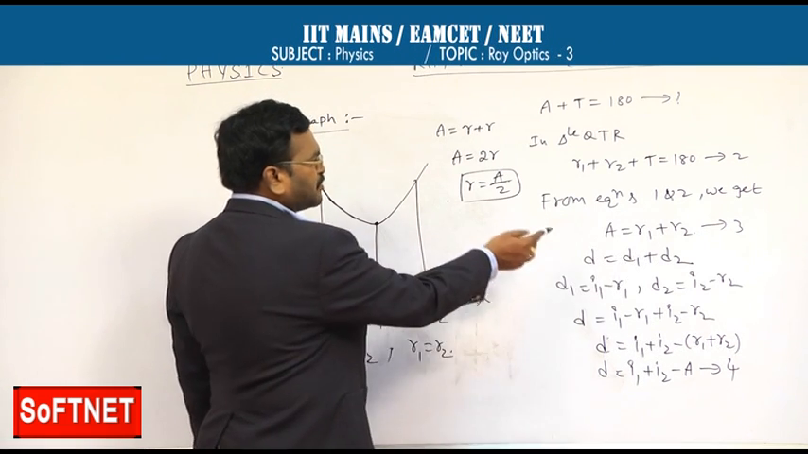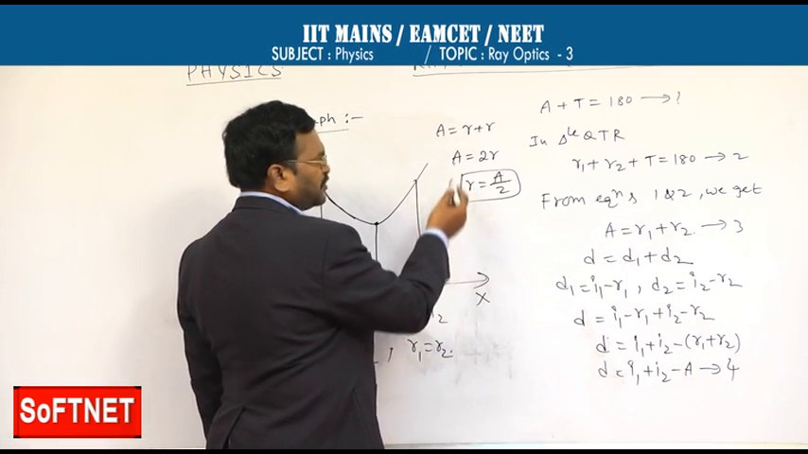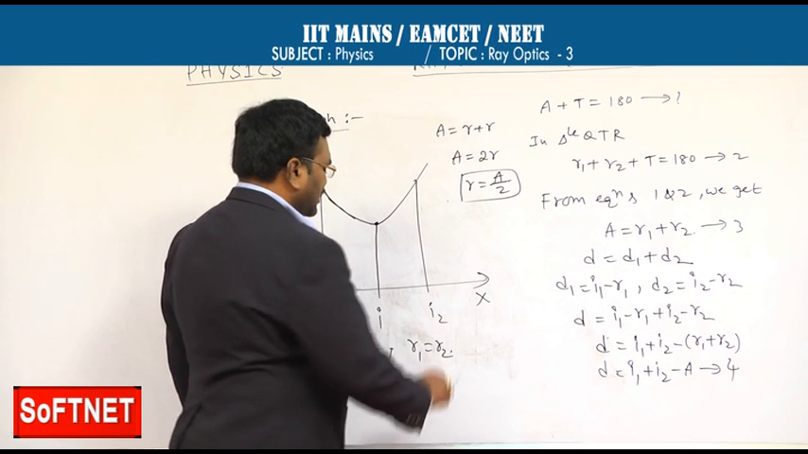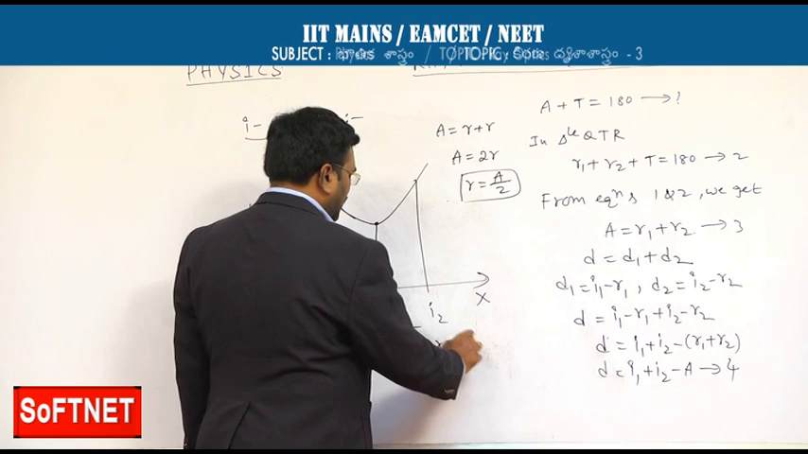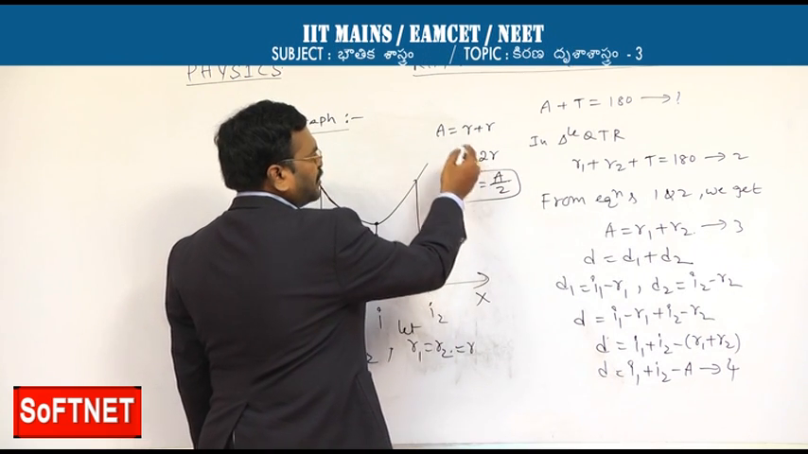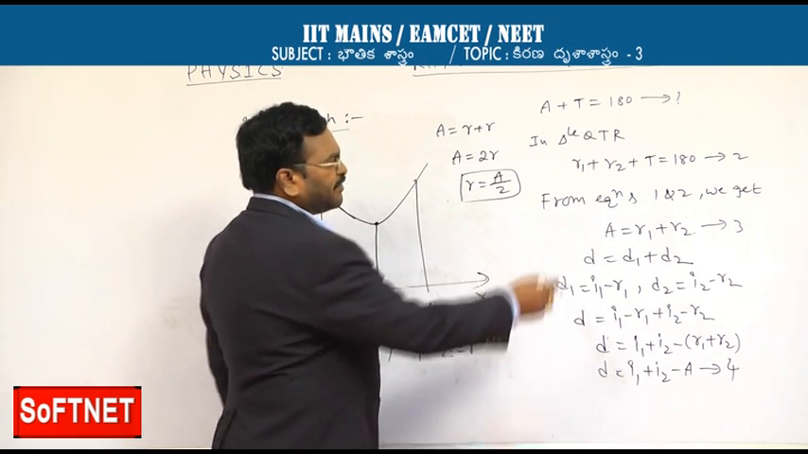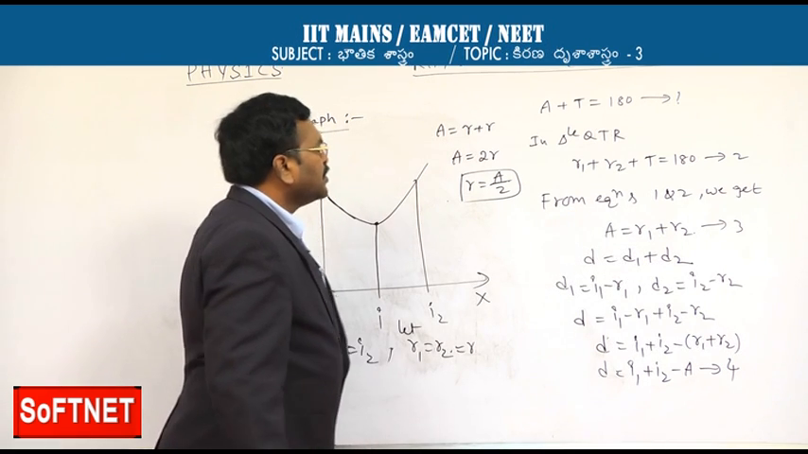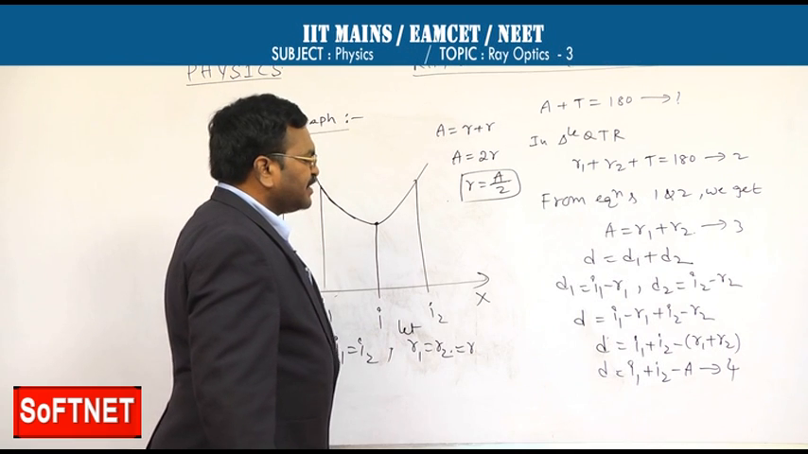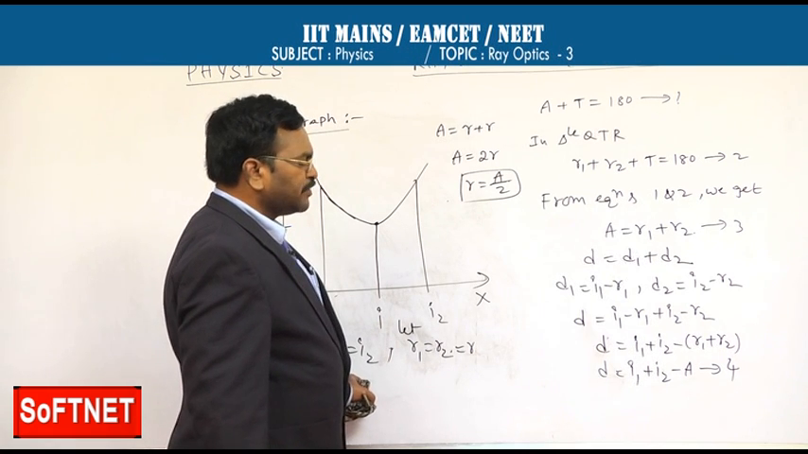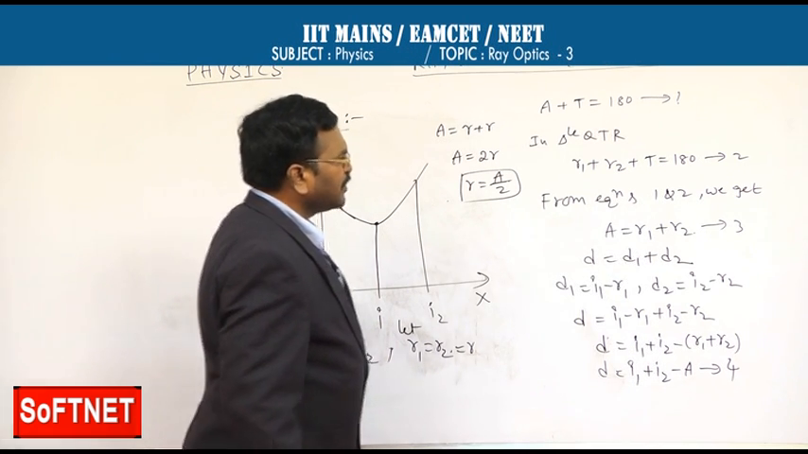First of all, we substitute R1 is equal to R2 in equation 3. Let R1 is equal to R2 is equal to R. Then from equation 3, A is equal to R1 plus R2. So we are getting A is equal to 2R, so R is equal to A by 2. And we substitute I1 is equal to I2 in the fourth equation.